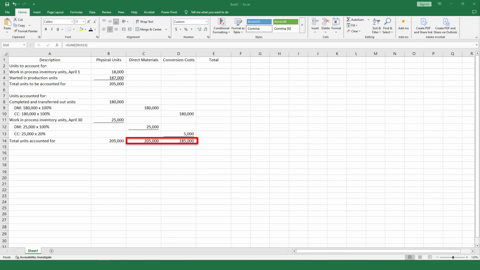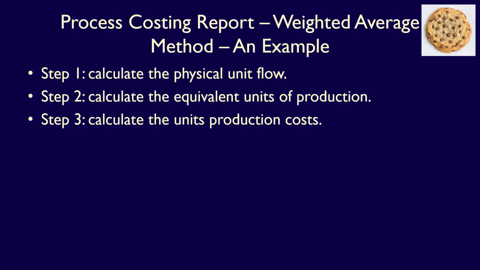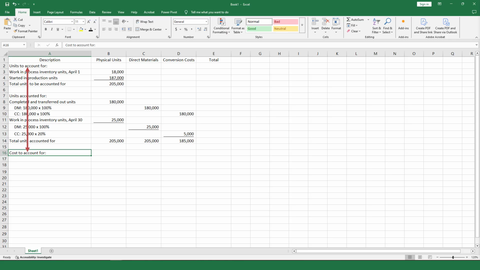That means we are moving on to step 3, calculate the unit production costs. To do that, we first have to determine the cost we have to account for. This is similar to what we did for the physical units, where we started with the units to account for. Here we start with the costs that we need to account for. We start with the costs that were incurred last period from the opening work in process inventory, the inventory which was on hand on April 1st. This is again a copy of what we did when we determined the units to account for.